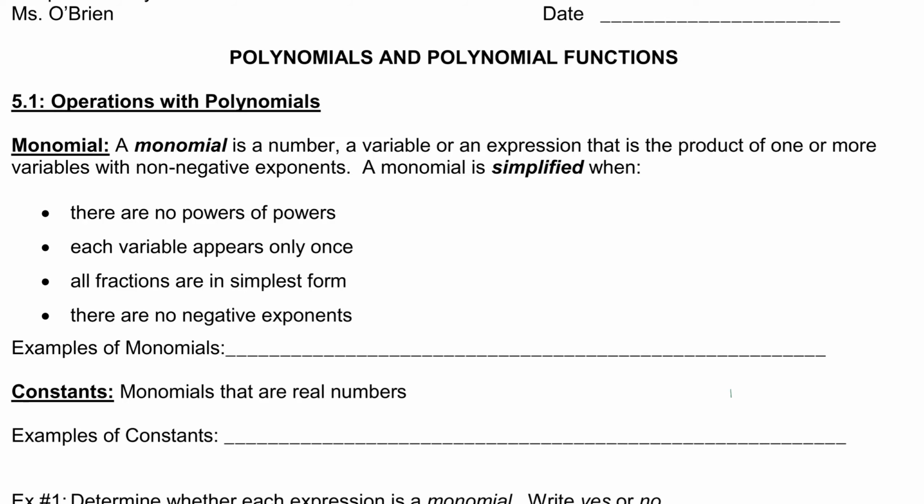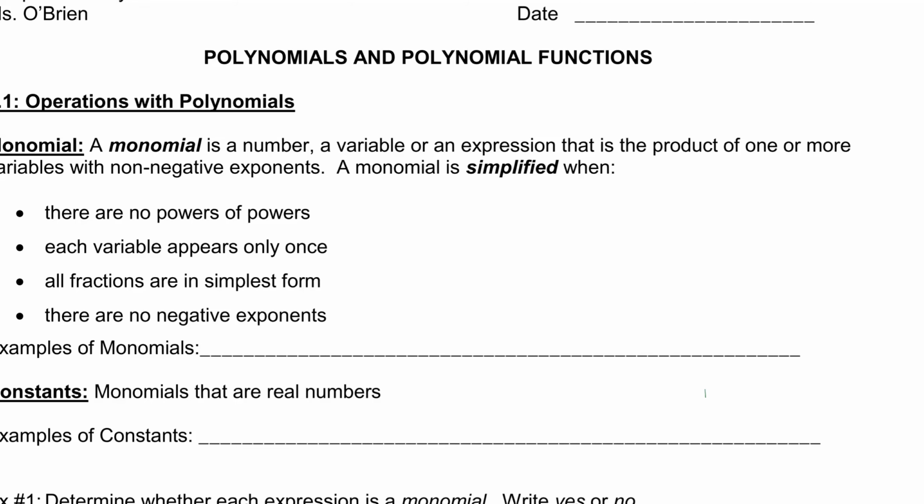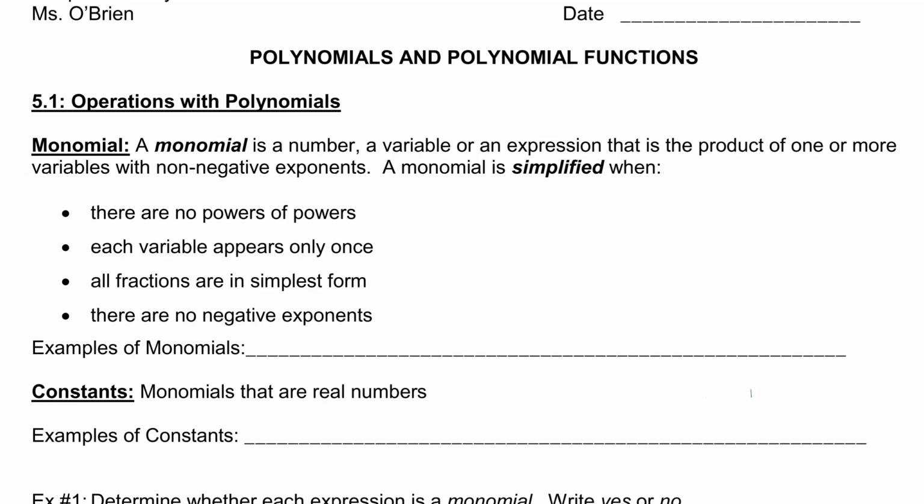Monomial, one number. So mono is one, nomial is number, so one number. A monomial is a number or variable expression that's the product of one or more variables with non-negative exponents. It's simplified when there are no powers of powers, when each variable only appears once. You can't have x times x times x. To simplify it, you'd write it as x cubed. And all fractions are in simplest form. There are no negative exponents.